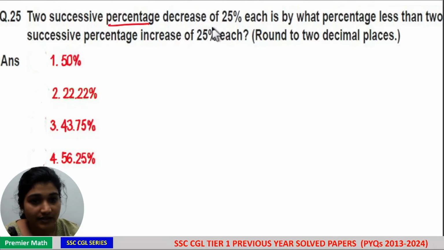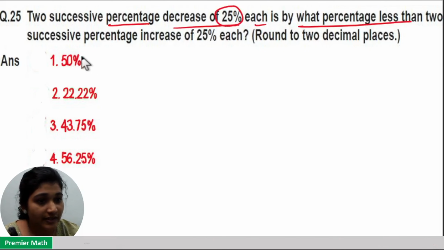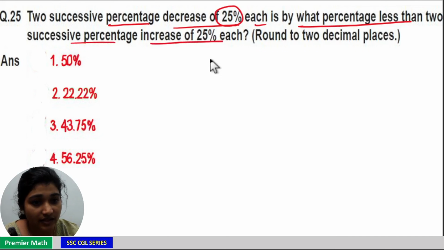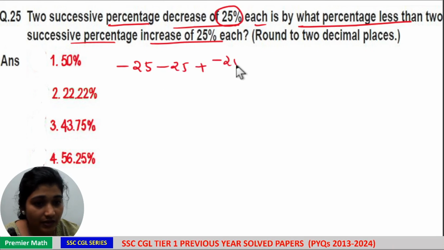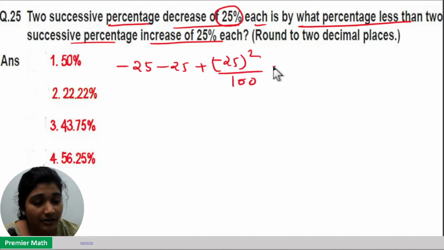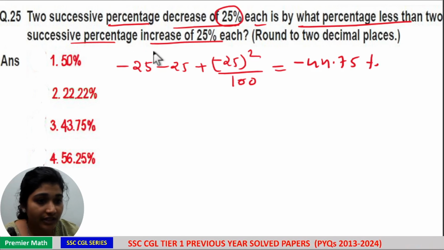Two successive percentage decreases of 25 percent each is what percentage less than two successive percentage increases of 25 percent each? Here, decrement of 25 percent. So successive percentage means minus 25 minus 25 plus minus 25 into minus 25 divided by 100, using the formula A plus B plus AB by 100. Now this is equal to minus 50 plus 6.25, that is minus 43.75 percent is the overall decrement.